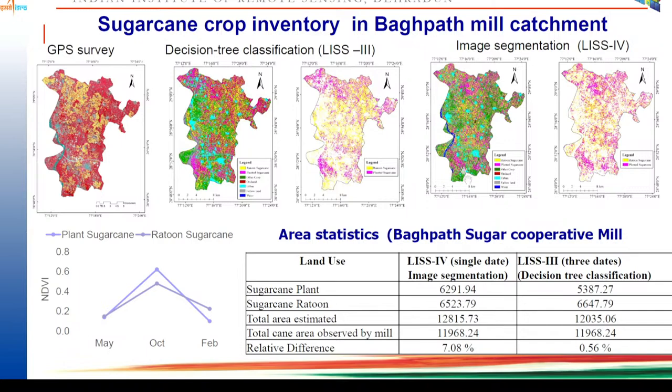So that ratoon and planted could be mapped with the multi-date classifier as well as LISS-4 image segmentation technique for the Kisan Sahkari mill. So we could achieve very good accuracy. This is very much required to decide the crushing capacity of sugarcane by the mill owner.